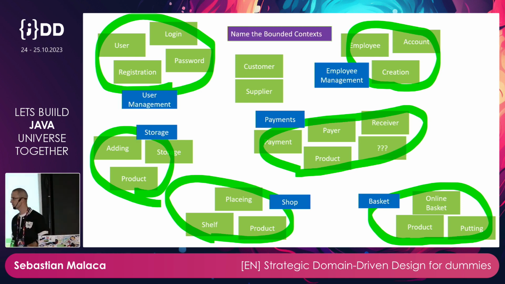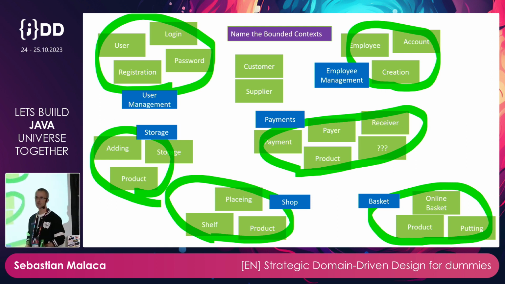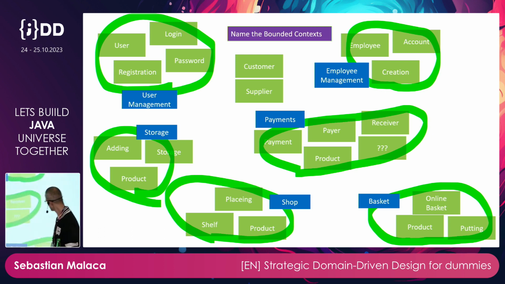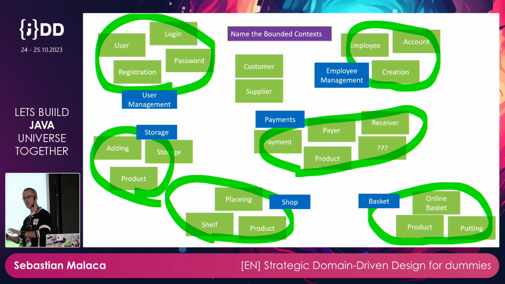The last thing I'm doing is naming the context. This is like validation of whether it really makes sense, because if I cannot find a good name for that, maybe I just went too far. So I name it: user management, storage, employee management, payments, shop, basket. Why is that? Because thanks to those names, I can think, okay, those are still close to each other. Maybe it would be worth putting them together.